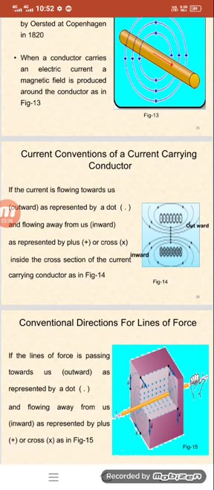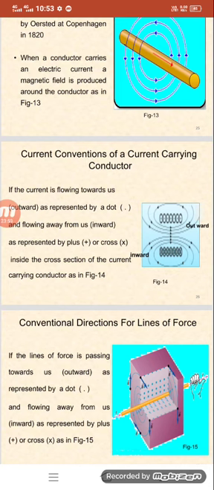The conventional directions are for lines of force. Now we are going to learn about the conventional directions for the lines of force. If the lines of force are passing towards us, we represent that by a dot.